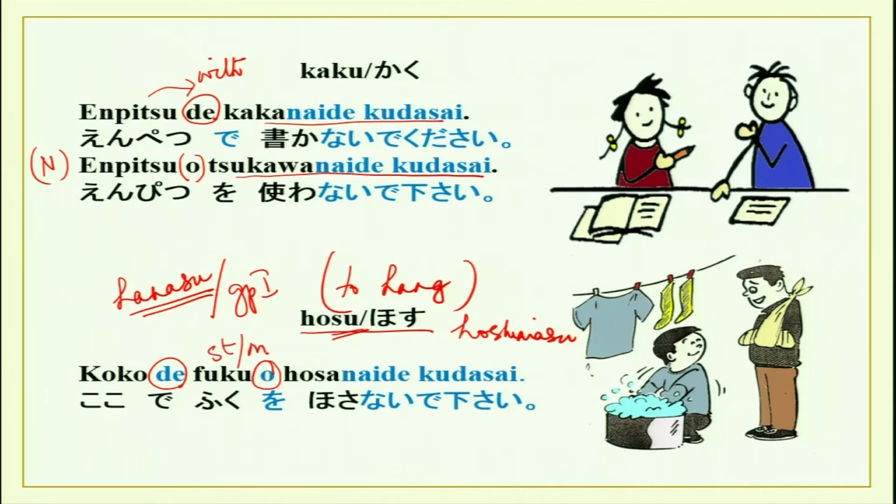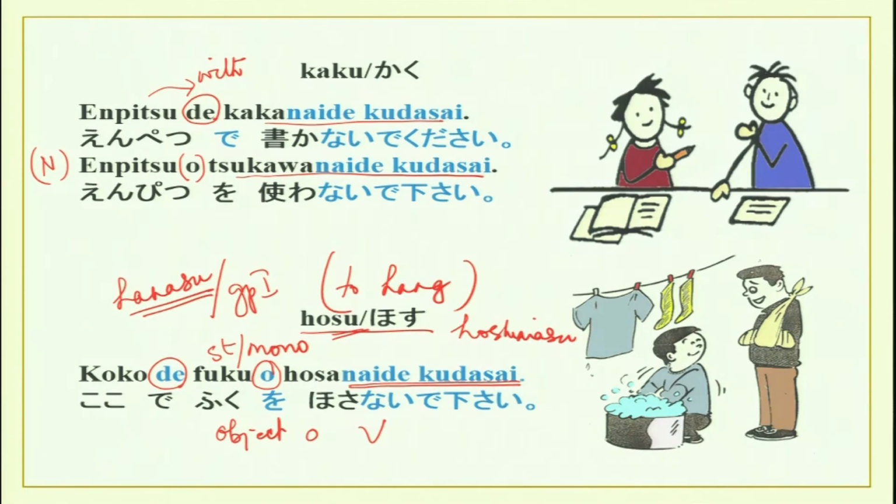Something or mono, object. O, verb. I think it's very clear from these examples how to use the nai de kudasai form, and you have learnt a lot of new verbs as well. So, try to use them in your conversation.